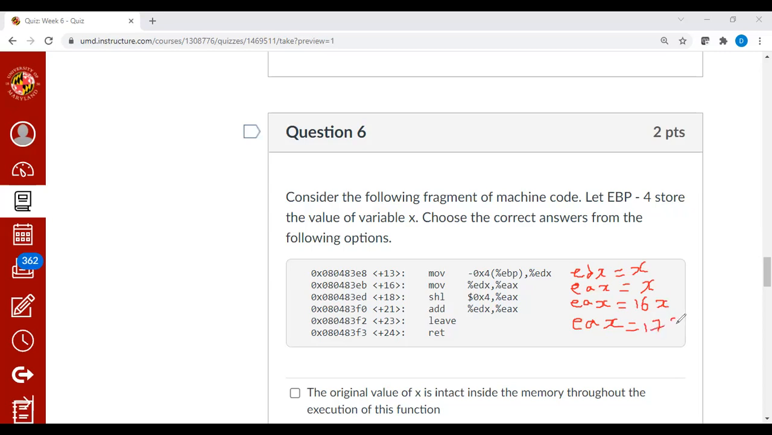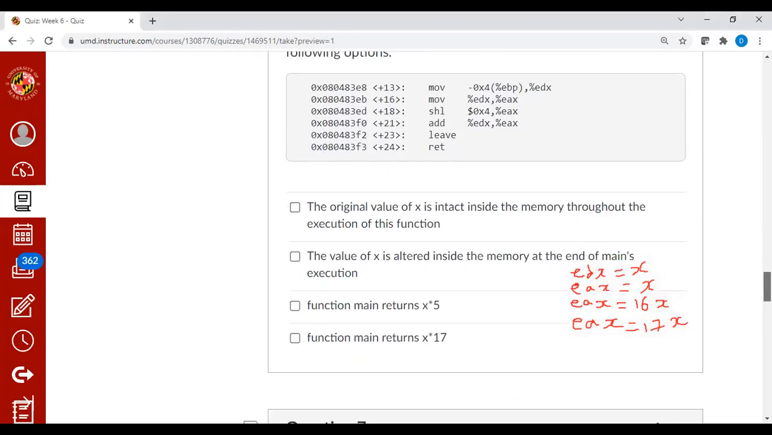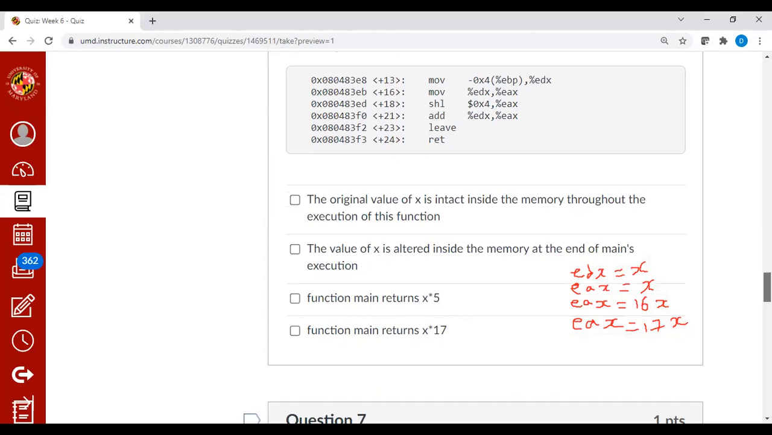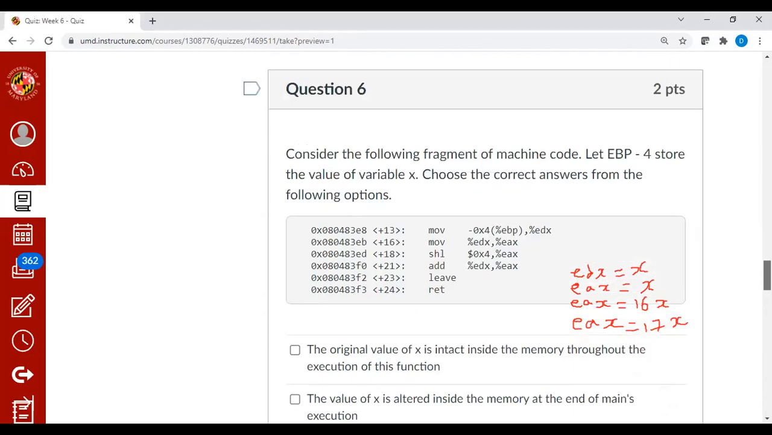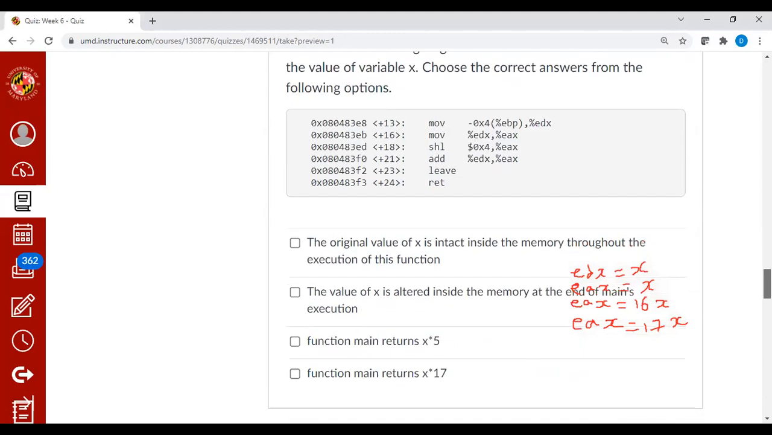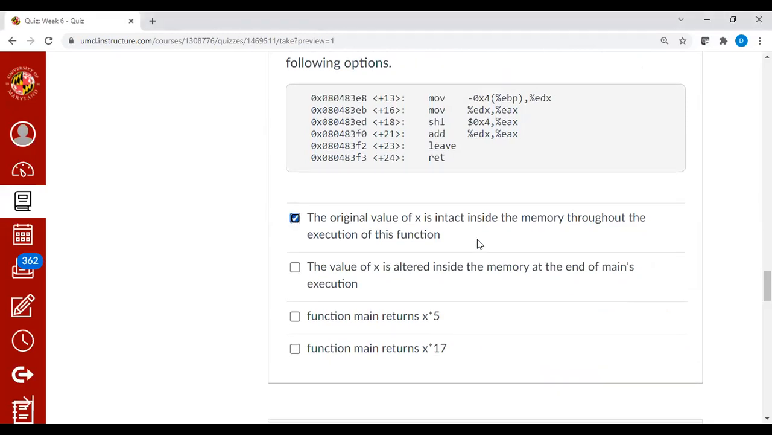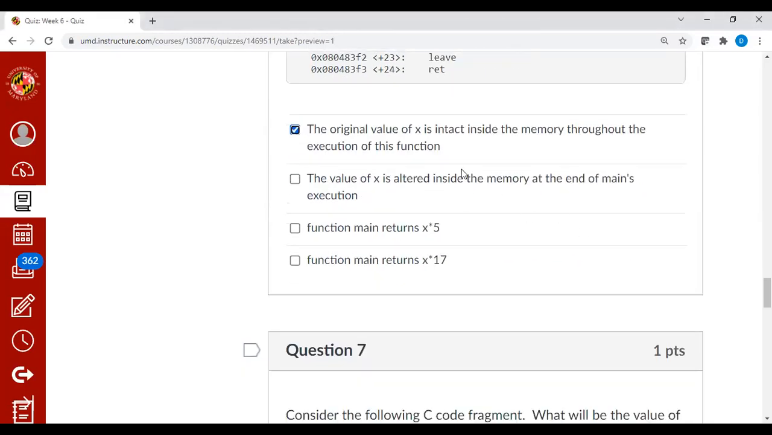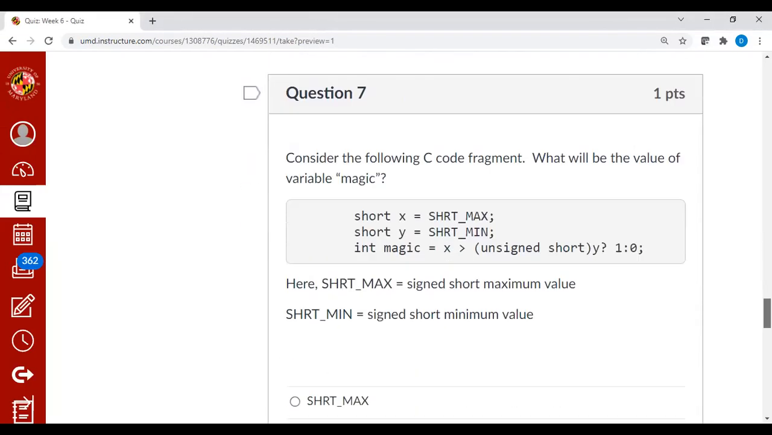So the answer, let's see what they're asking. The original value of X is intact inside the memory throughout the execution. Yeah, we didn't change the X. EBP minus 4 is never updated. So that would be one answer. And the function returns 17X. So that's all. Let's move on to the next one.